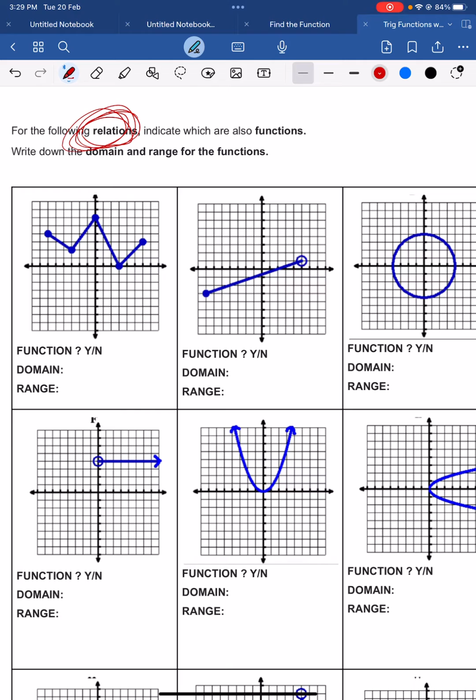But we want to identify the actual functions. And a nice trick is the vertical line test, right? So if you draw a vertical line, we should only cross a function in one location. Now the idea is that mathematicians love functions because they offer some reliable predictions.